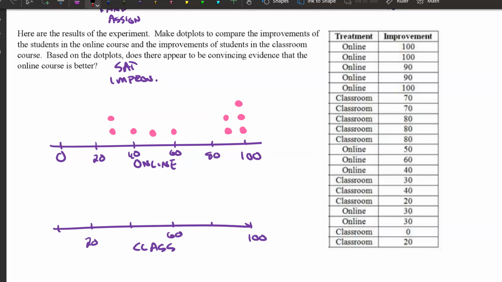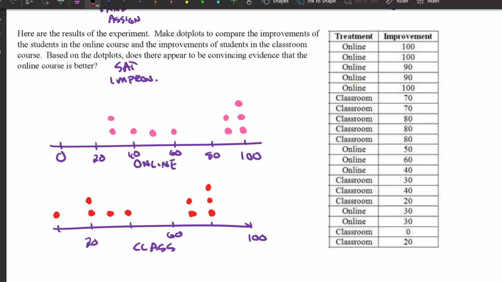Now look at the in-classroom class. So let's go 70, 70, 80, 80, 80, 30, 40, 30, 40, 20. Sorry, it's the 20. And then 0, 20. Okay, so let's compare.